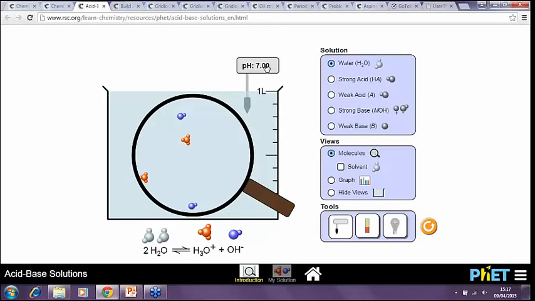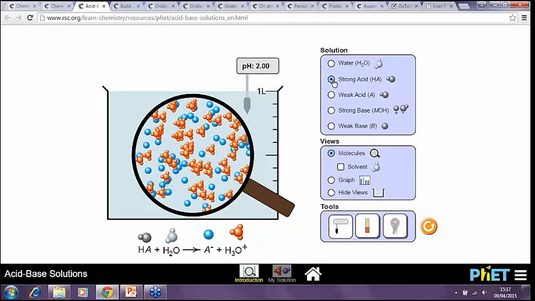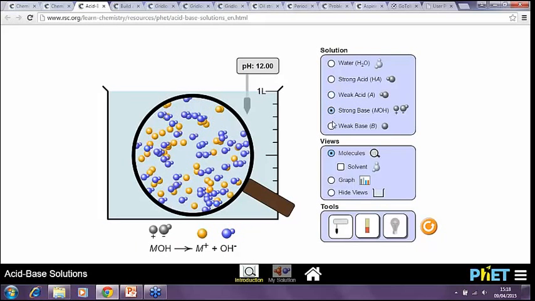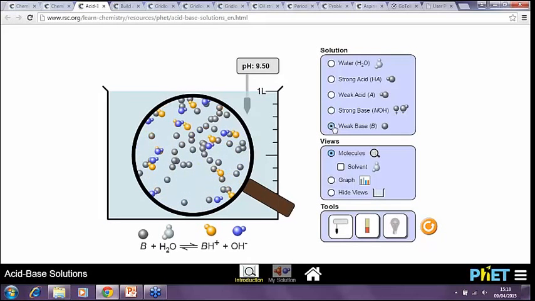So we're going to pop the pH probe in, and you can see that this is pH 7 here. You've got some water and it's dissociating into these two ions here. You can see the ions under the microscope here. You can see them in colour. Now, you can play around with this. You can say, okay, instead of just looking at water, I want to look at a strong acid, or I want to look at a weak acid. You can see in the weak acid there's less dissociation. Or I want to look at a strong base, or I want to look at a weak base. So you can look at these different things.